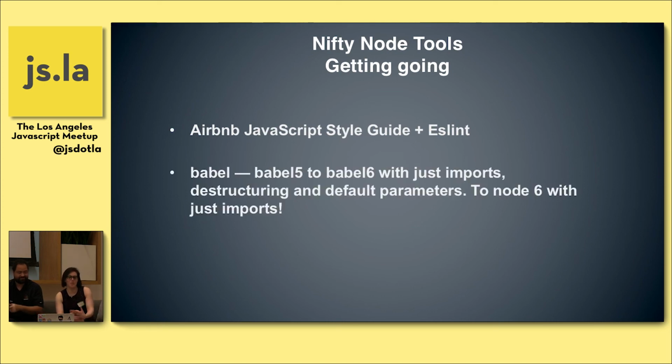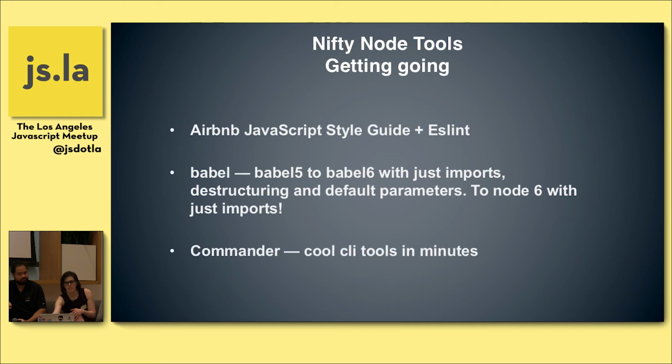And then, as Giorgio mentioned, Babel was great to get going with the ES6 stuff, but I would recommend getting rid of it as soon as you can. With Node 6, all we're using Babel for is imports, so it's not impacting performance anymore because it's just its startup.